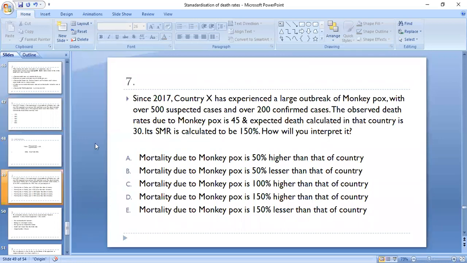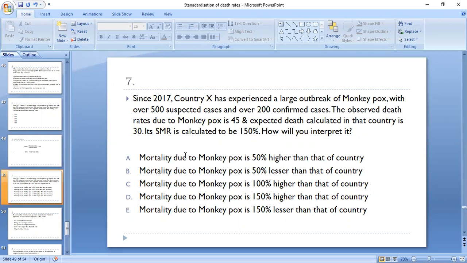Seventh MCQ is also related to the previous MCQ. Since 2017, country X has experienced a large outbreak of monkeypox with over 500 suspected cases and over 200 confirmed cases. The observed deaths due to monkeypox is 45 and the expected death rate calculated in that country is 30. Its standardized mortality ratio is calculated to be 150%. How will you interpret it?